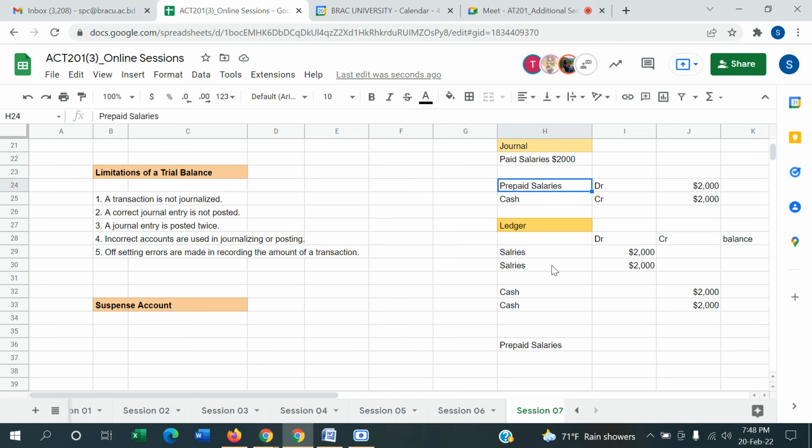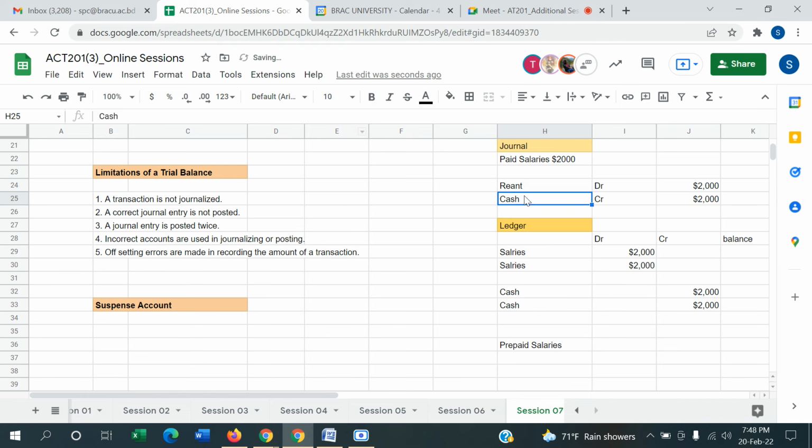Incorrect account. This one is also salaries, the previous one also salaries. So what's the problem between these two accounts? Prepaid salaries is a kind of asset. Exactly. You are not recording your expenses, you are recording an asset. That means you are overstating your asset and understating your expenses, isn't it? Like that.